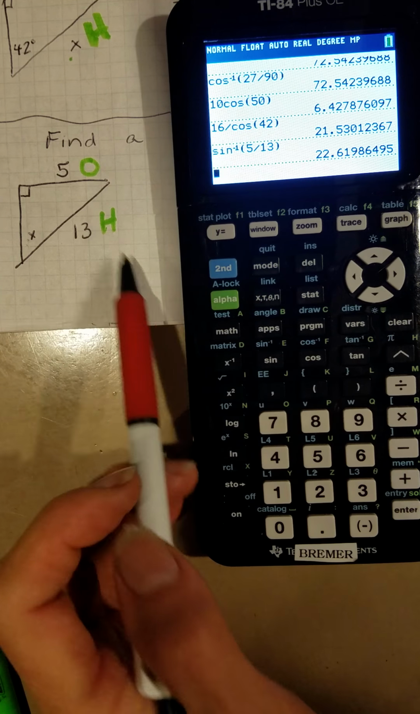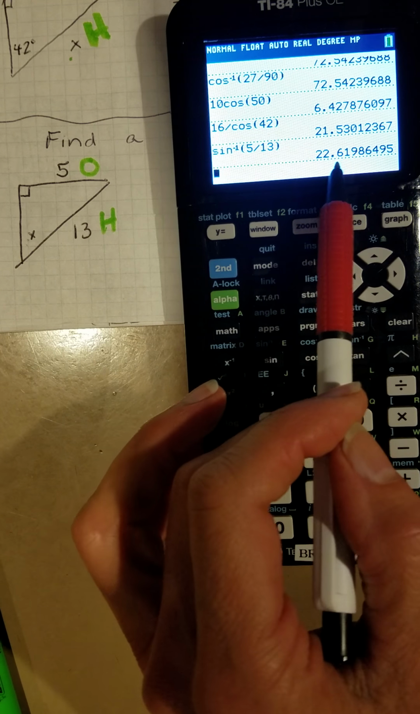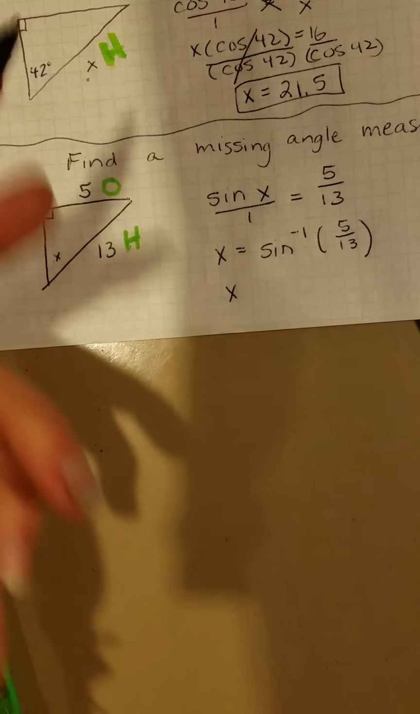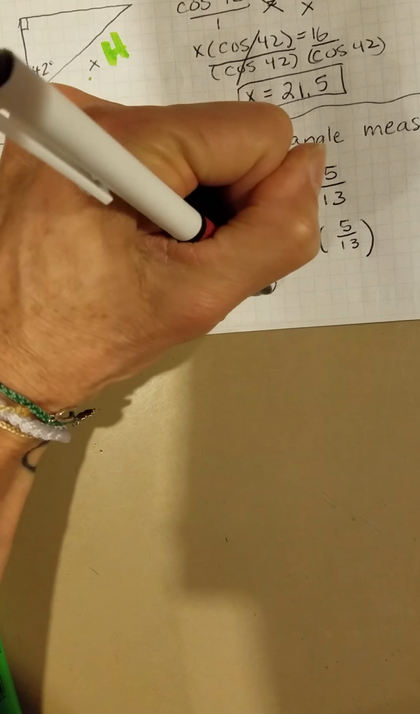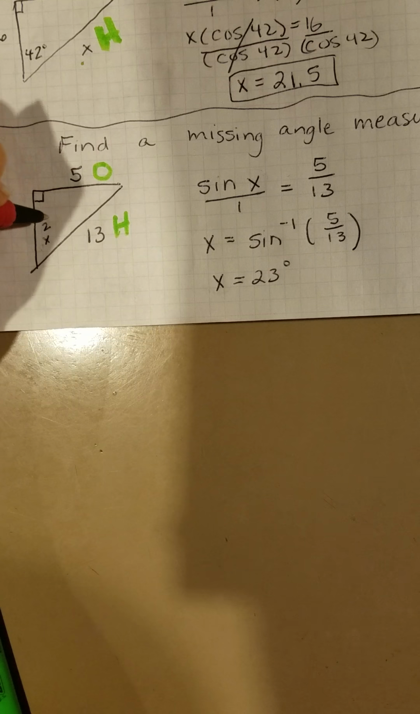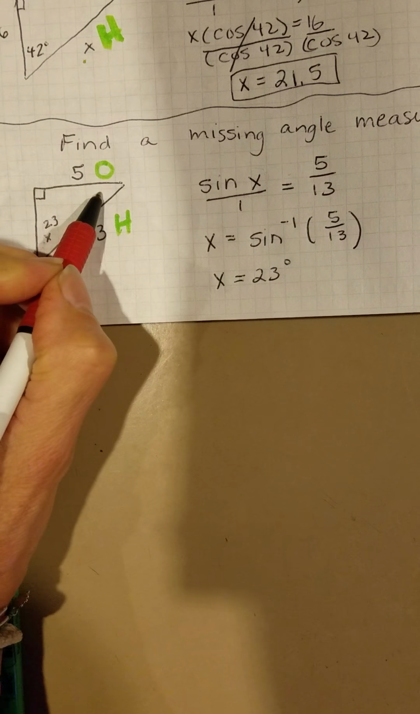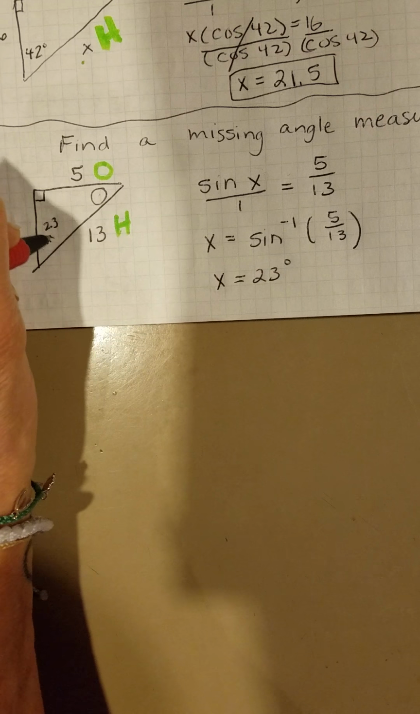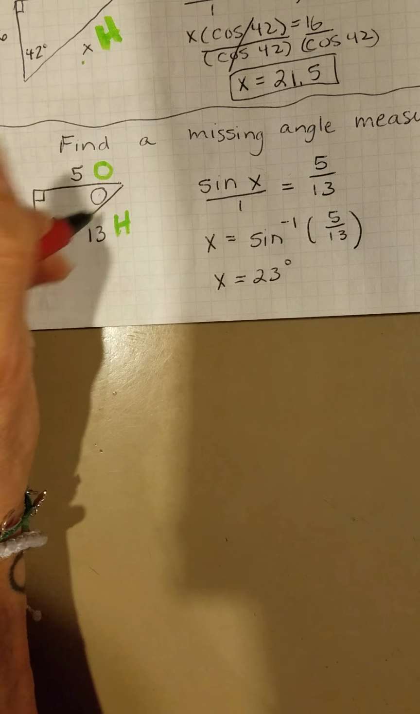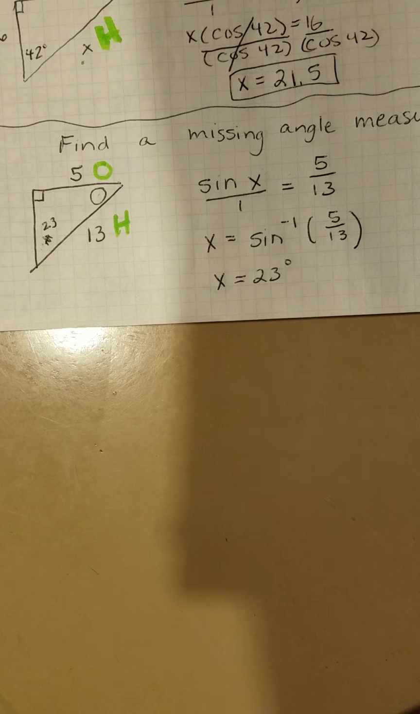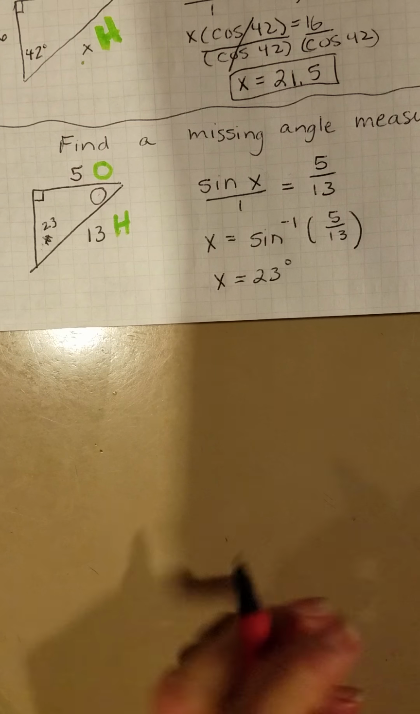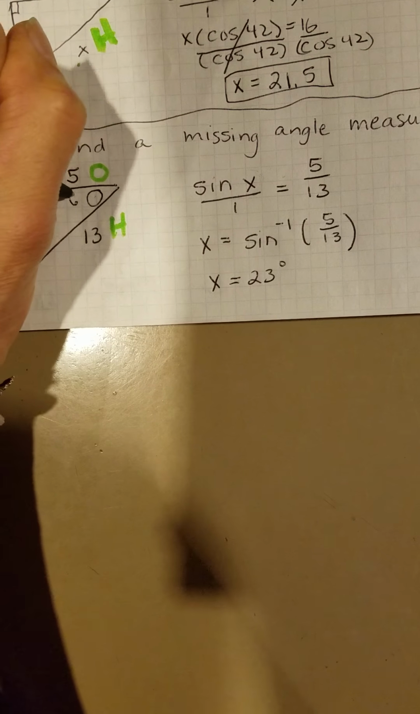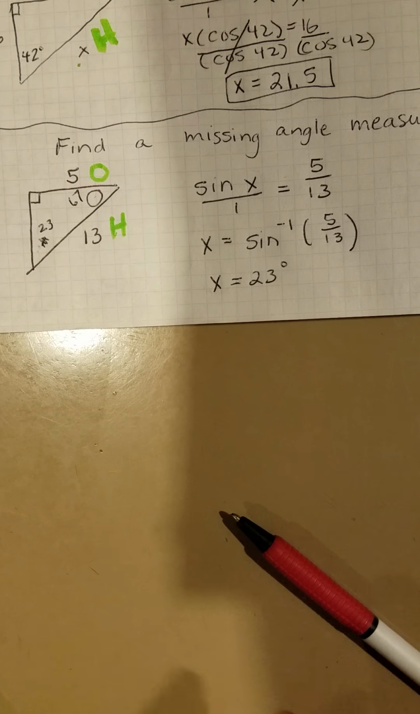We're supposed to round to the nearest whole number, so that rounds to 23 degrees. So x is equal to 23 degrees. Just by chance, what if we needed to find this angle over here? Well, I just subtract 23 from 90 because the whole triangle has to add up to 180 degrees. So this other angle is 67, in case you were curious.